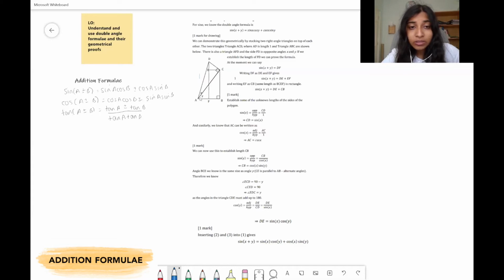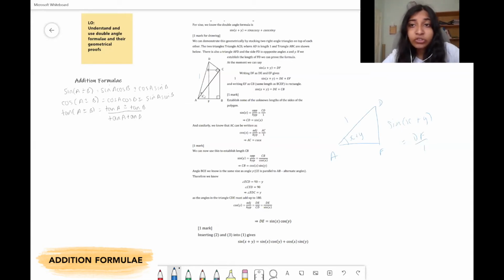So with the triangle AFD, we want to find the length FD, and we know that AD is 1, and this angle here is just x plus y. If you remember, sine of an angle is the opposite over the hypotenuse. So our opposite is DF, and our hypotenuse is 1. So we would have sine x plus y equal to DF over 1, which is just DF here.